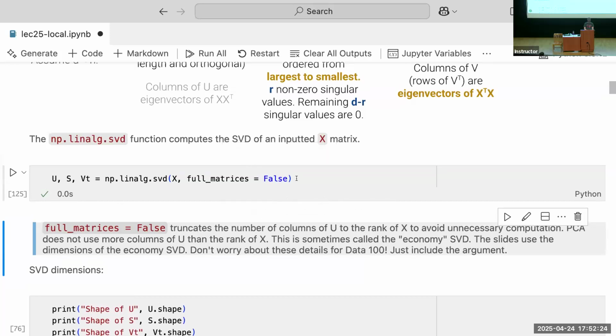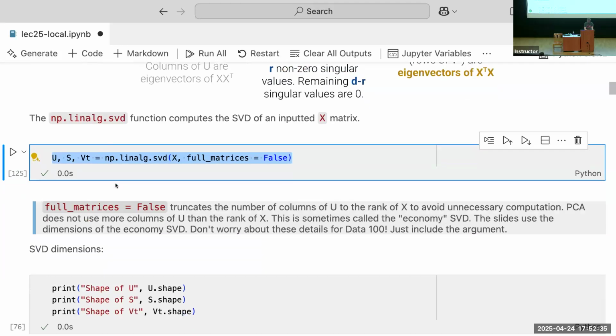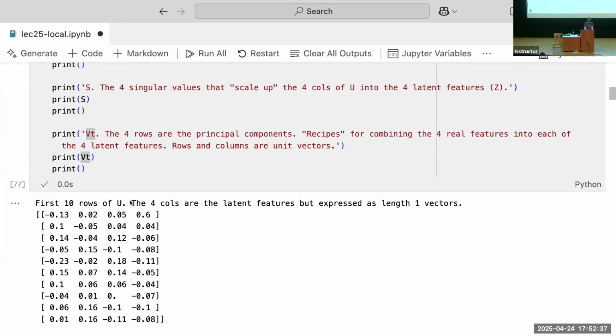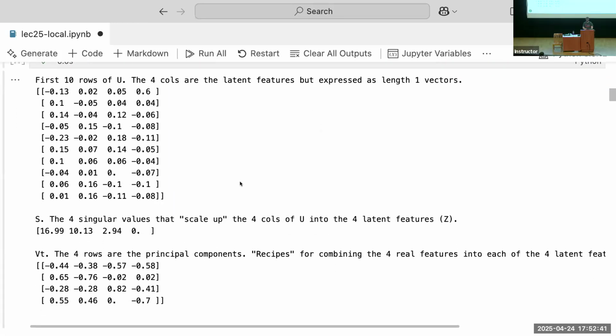Okay. Take a look. This is the same as what we saw in the slides. This is an important line to understand. We can use NumPy and the linear algebra module to compute the SVD. So we get back a U, S, and VT matrix. Let me show you what those matrices look like. So U has the same dimensions as X. I'm only printing out the first 10 rows here.